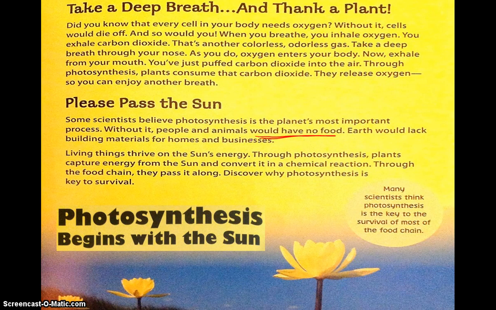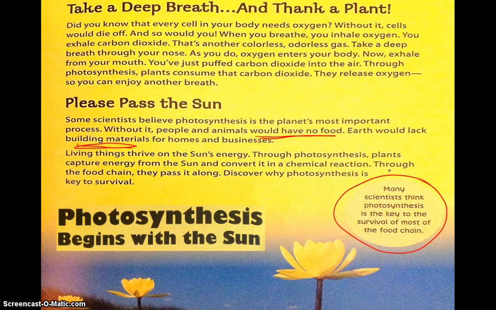There would be no food. We would have no building materials. We get a lot of our building materials from plants. Think about the oxygen that it provides. So photosynthesis is extremely important for life on Earth. And as said here, many scientists think that photosynthesis is the key to the survival of most of the food chain. It is. We wouldn't have a food chain without photosynthesis.